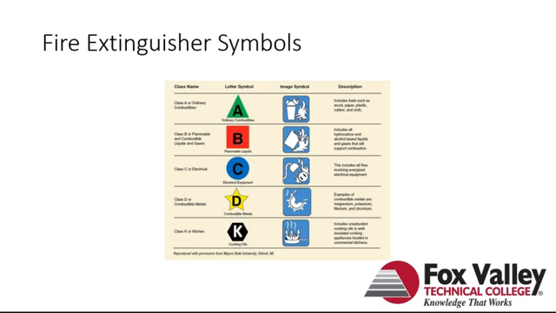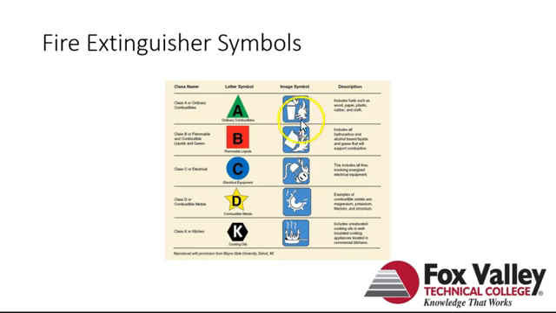And then you're also going to have your symbols. So you have your class A, your class B, C, D, or K. So A is going to be your green triangle, B is going to be your red square, C is going to be your blue circle, D is going to be your yellow star, and then K is going to be your black pentagon. I guess that's the septagon, I'm sorry. So these are what your symbols are going to be.